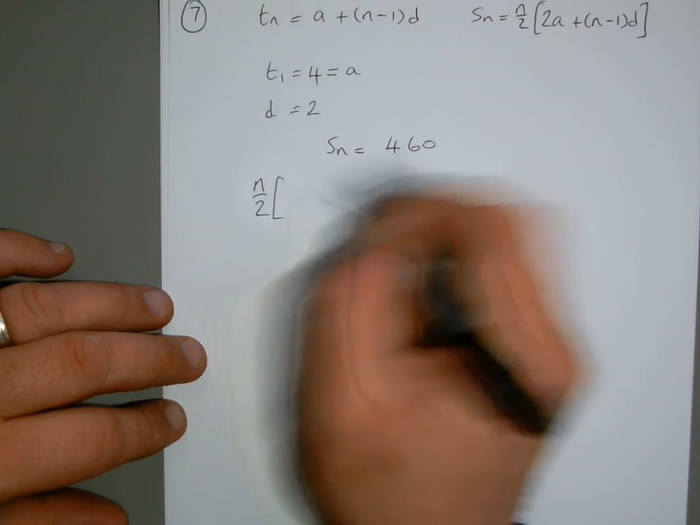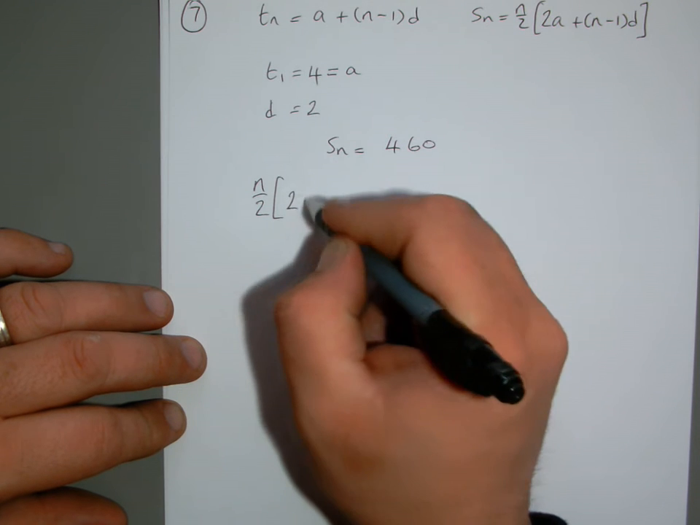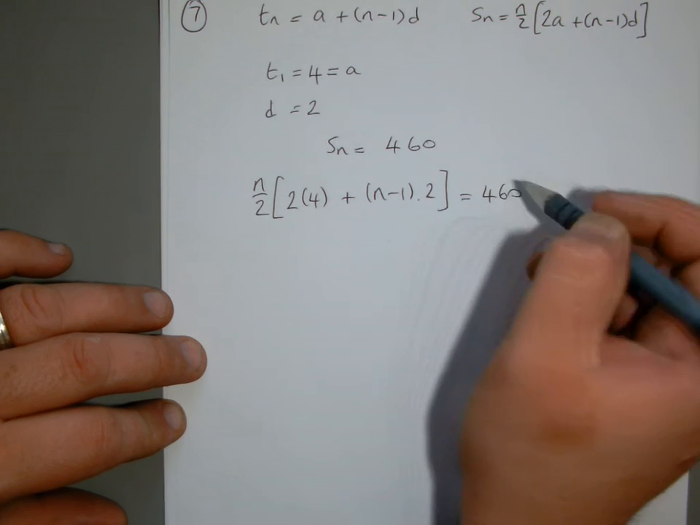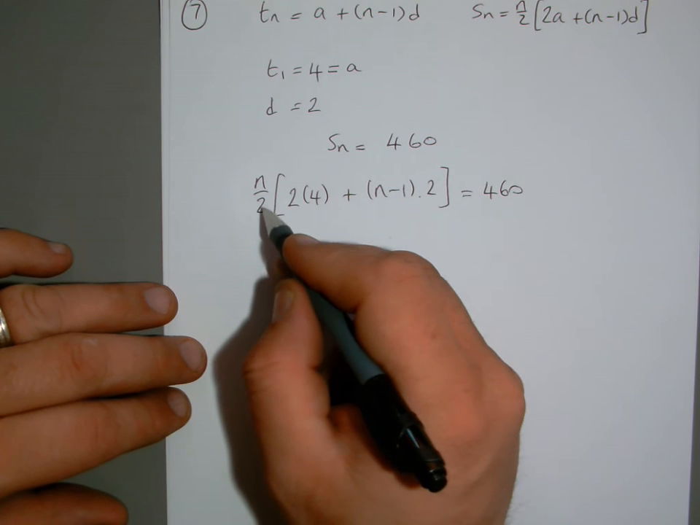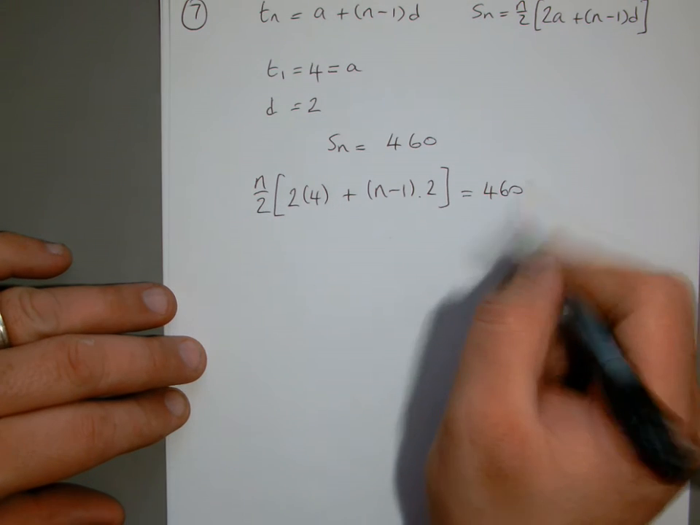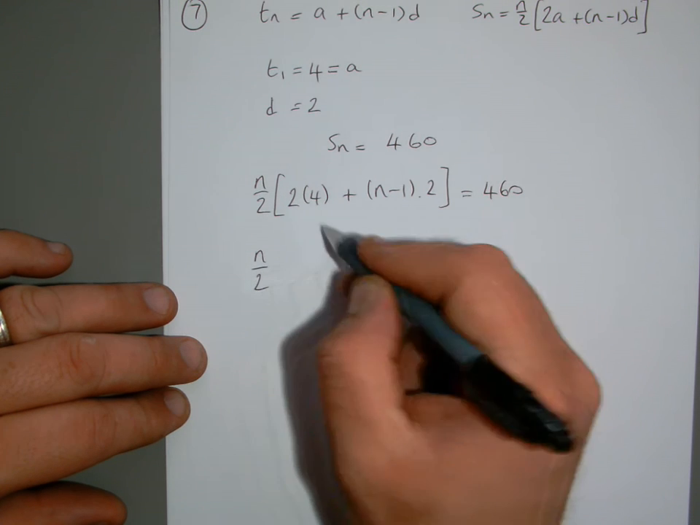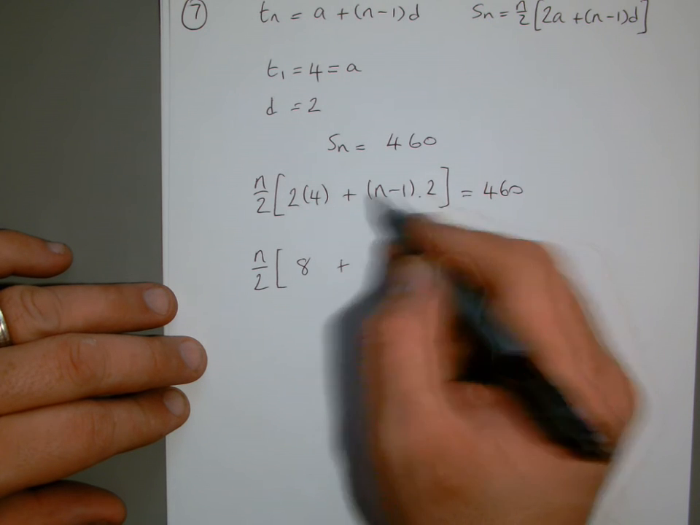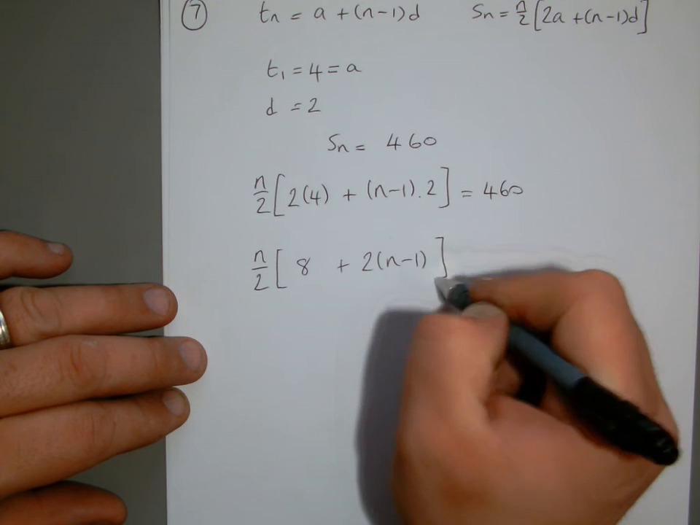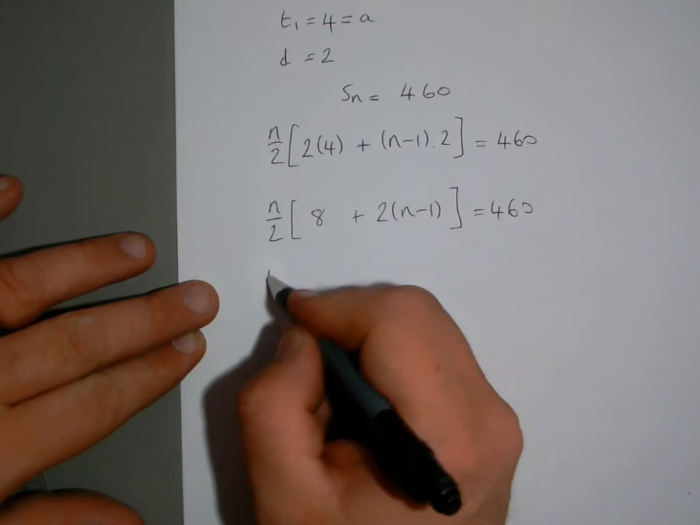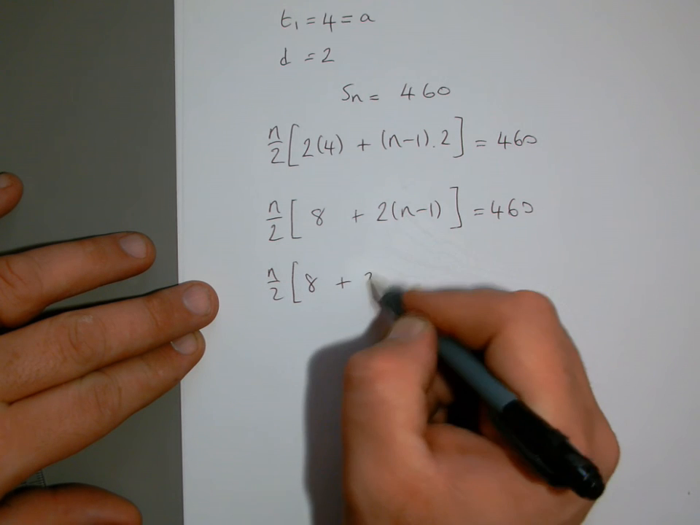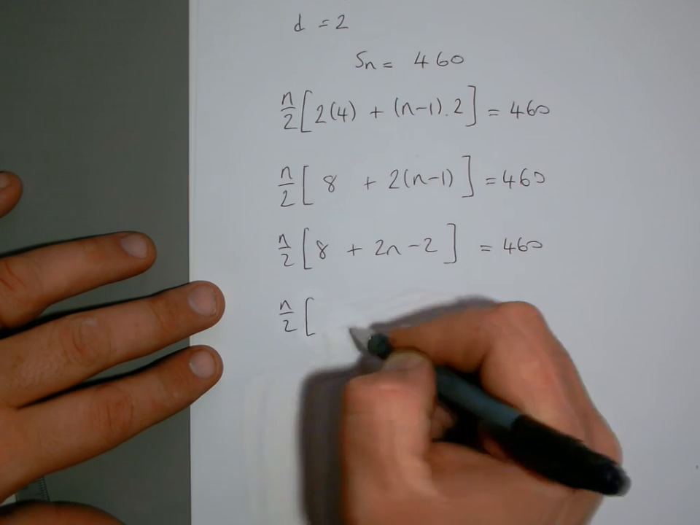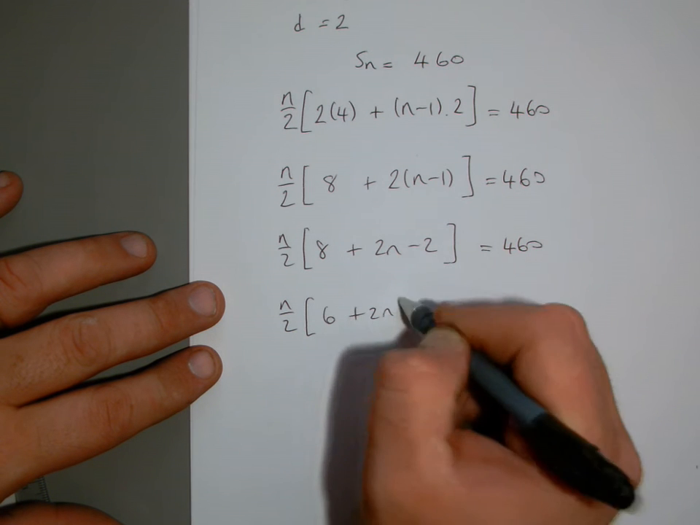So n over 2, 2a, so remember now a is 4, okay, it's 2 times 4, plus then n minus 1 times the difference, which is 2, which equals 460. So you could, if you wanted to, take that 2 over the other side and multiply. I'm going to leave it there for a minute though, because this is just going to be 8, and that's going to be 2 times this bracket. I'll just write the 2 at the front, so you can see it a bit clearer, and then we'll expand that bracket. 8 plus 2 times n is 2n, 2 times minus 1 is minus 2, equals 460. So n over 2, well, 8 take away 2 is 6, plus 2n equals 460.